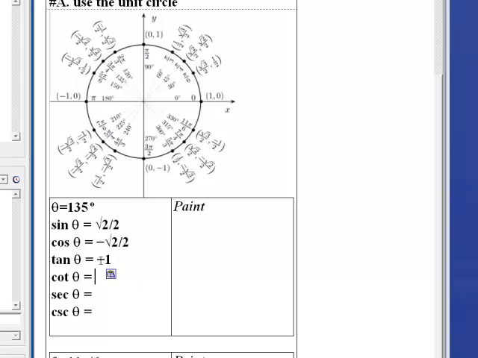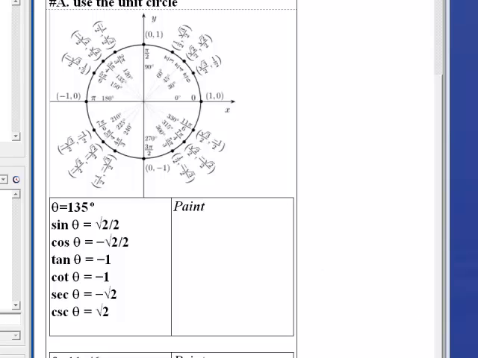For cotangent, that's the reciprocal of tangent, which of course is the same. For secant, that's the reciprocal of cosine, so it's going to be negative the square root of 2. And for cosecant, that's the reciprocal of the sine, so it's going to be negative the square root of 2. Paint on the side here simply means that I needed to use the unit circle.